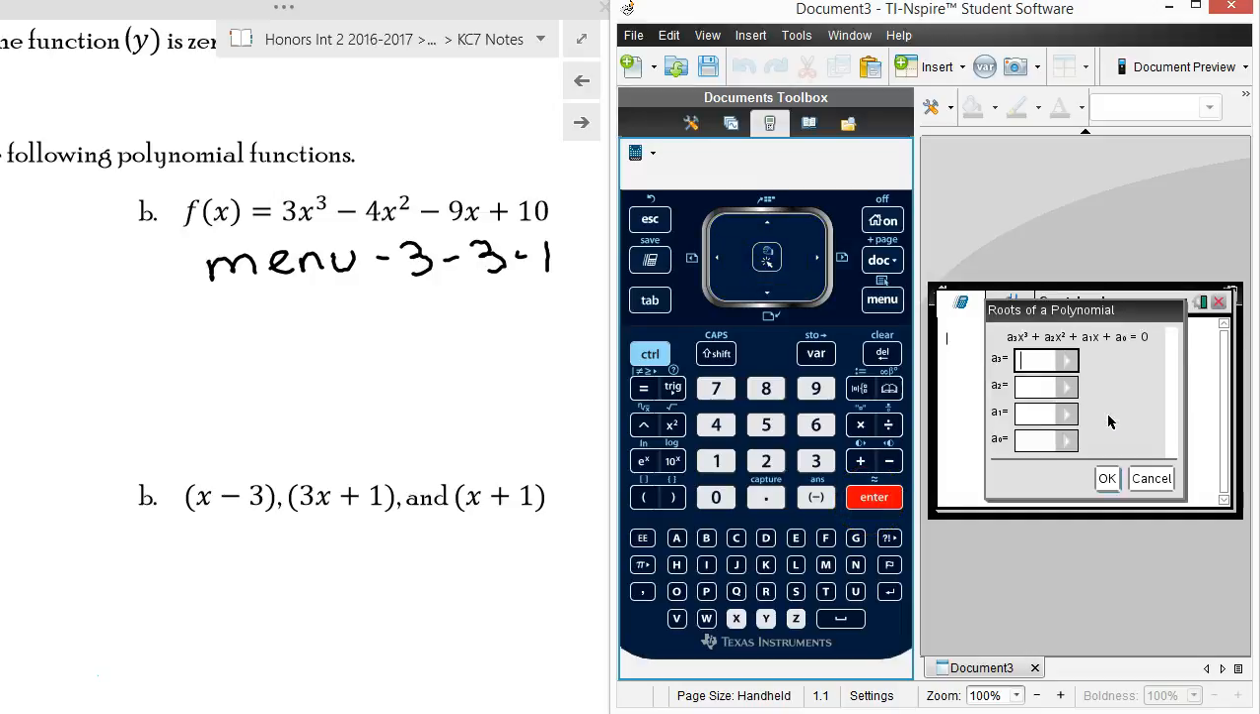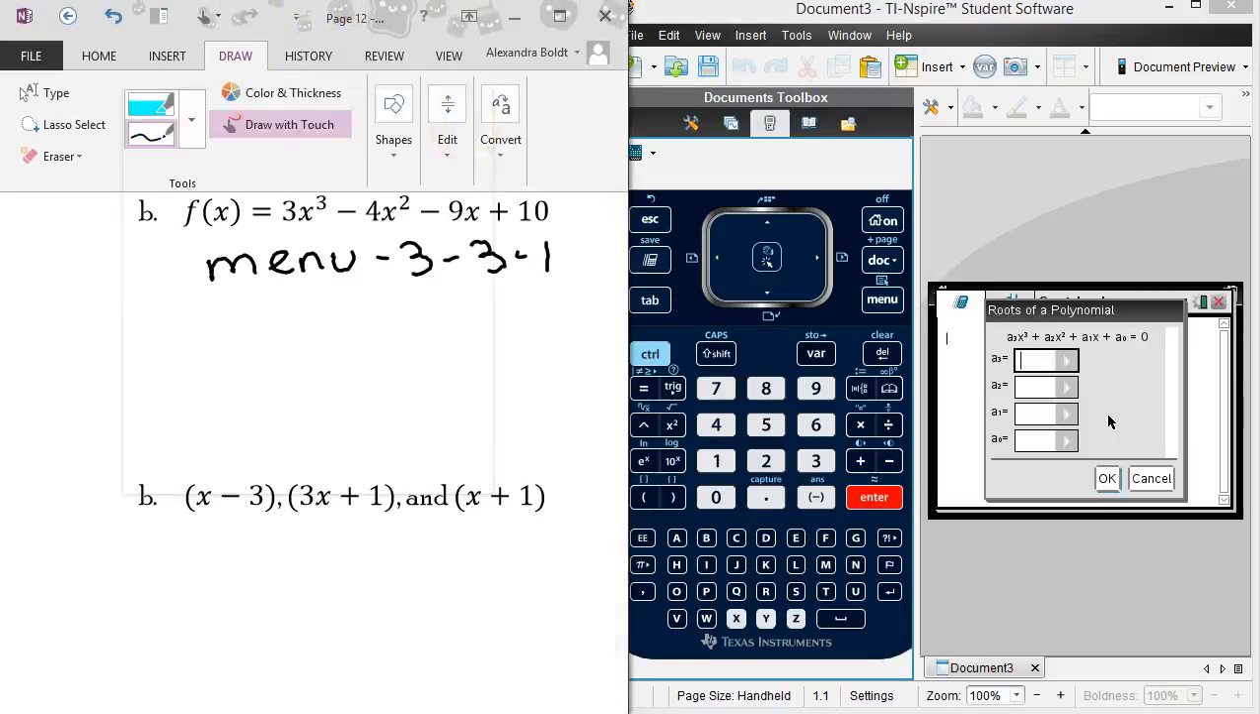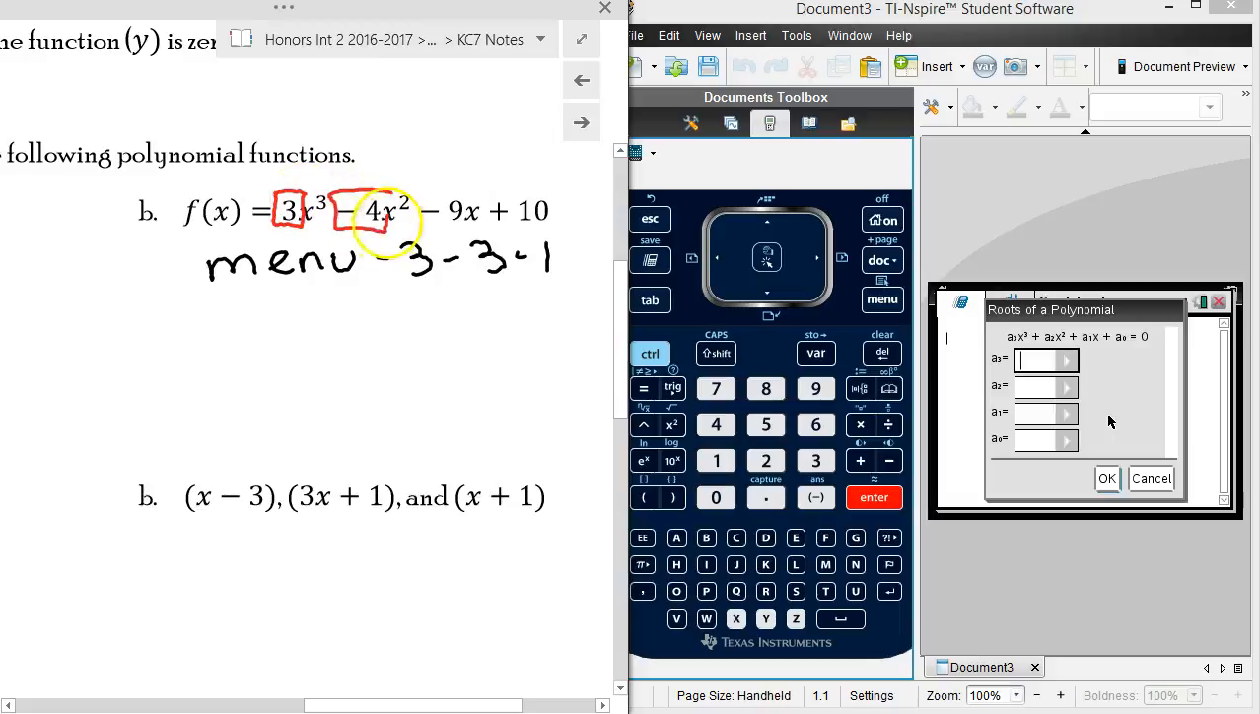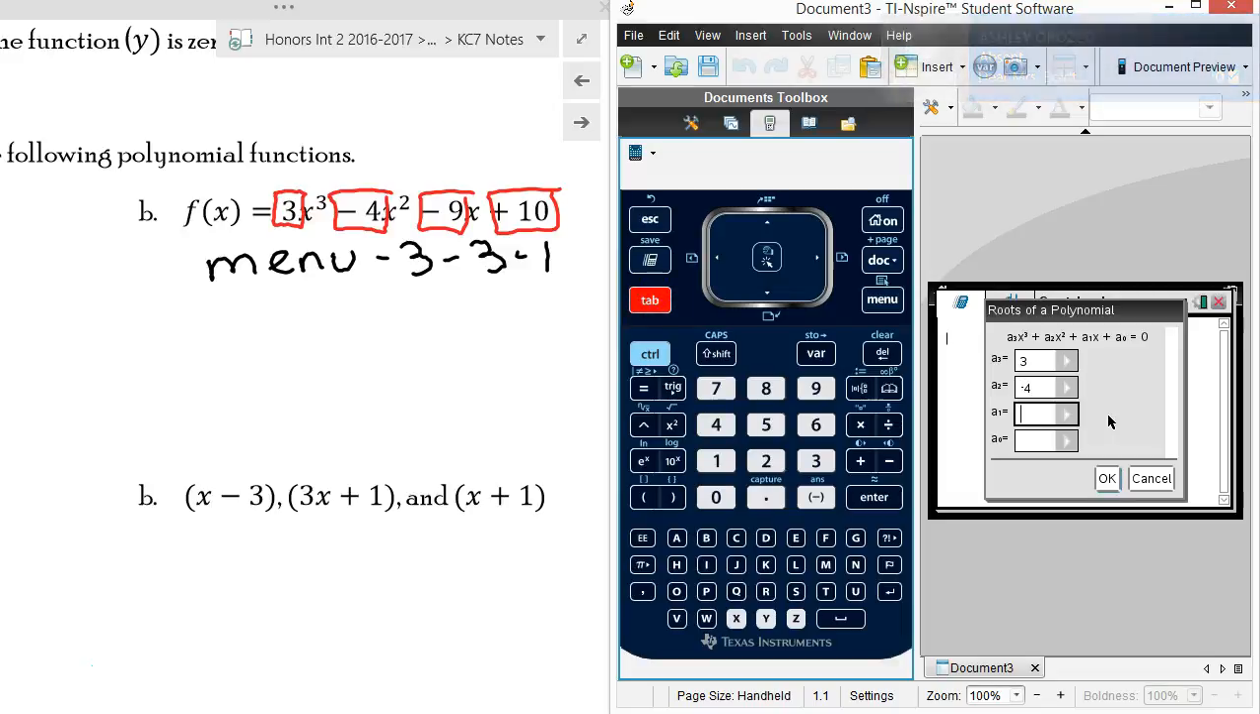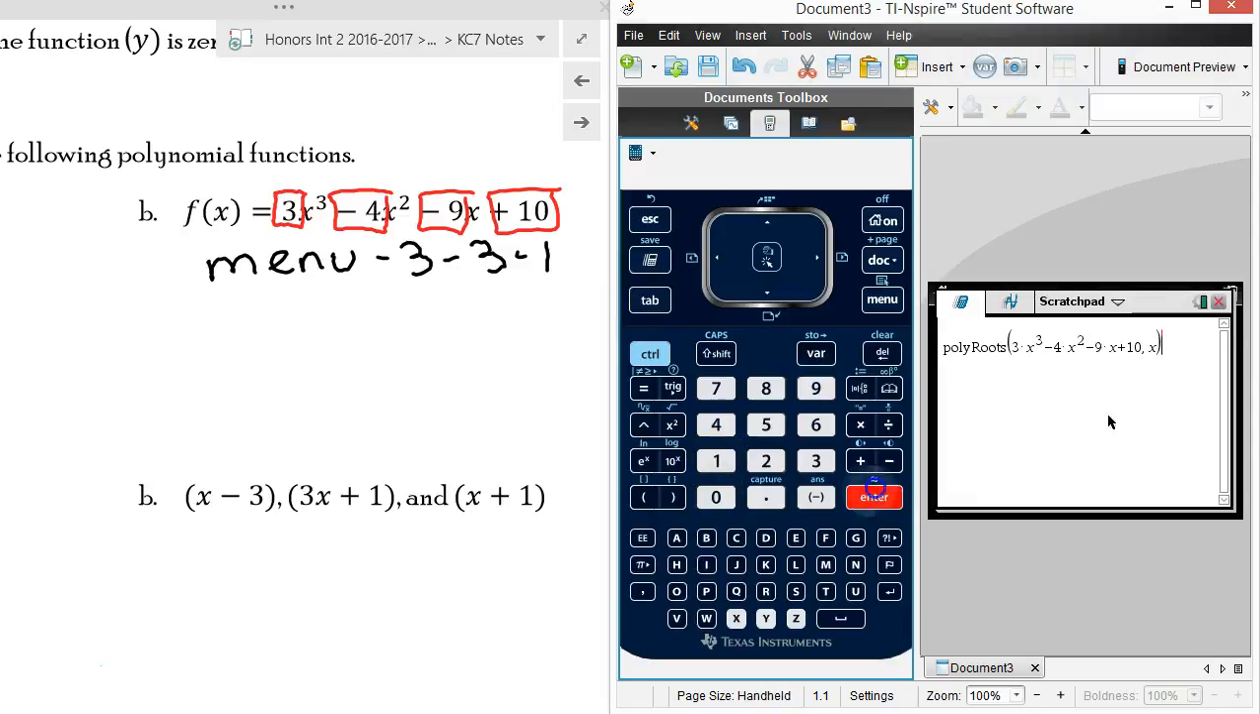And then you hit enter. Now here, these are the coefficients, the numbers in front. So it's going to be 3, -4, -9, and 10. If you're missing one of the terms, just like long division, you will have to put in a 0. So 3, I'm going to hit tab, -4, tab, -9, tab, and 10. And then check your polynomial, make sure it looks the same, and then hit enter.